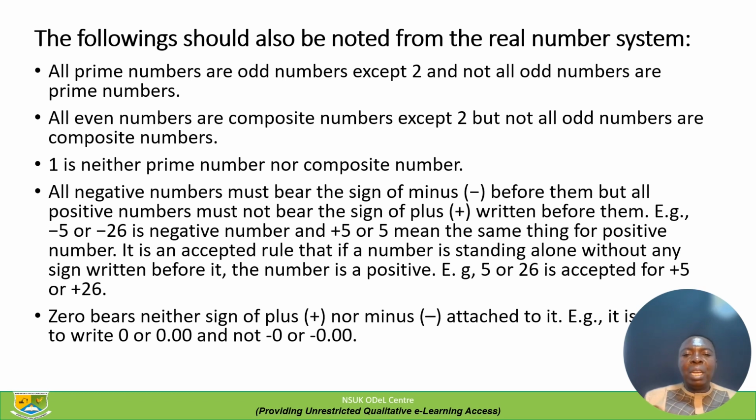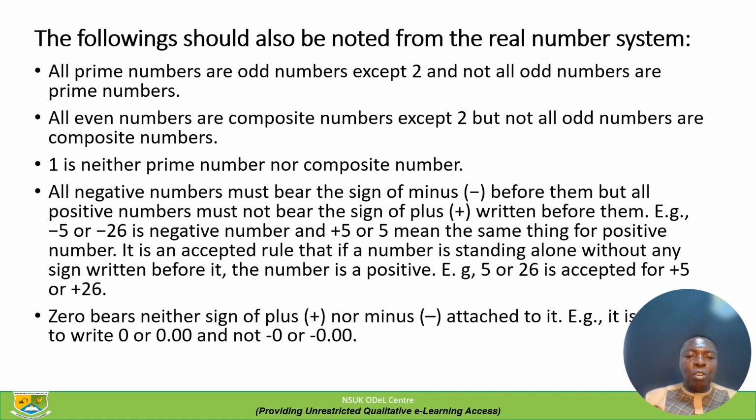4. All negative numbers must bear the sign of minus before them, but positive numbers must not bear the sign of plus written before them. For example, you can have -5, -3, -6, and all that. But it's not necessary for you to have +5 or +6 before them. If you write 5, 6, 7, that is okay for positive numbers.